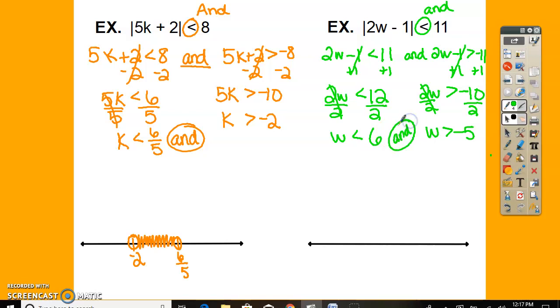So when we're done graphing, our shading should be in between our 6 and our negative 5. So I'm putting a negative 5 on my number line, 6 on my number line. They are both just the less than or just the greater than symbol, so I just need open points. Neither one of them has the equal to sign underneath, so they're open points, and the shading is in between those two values.